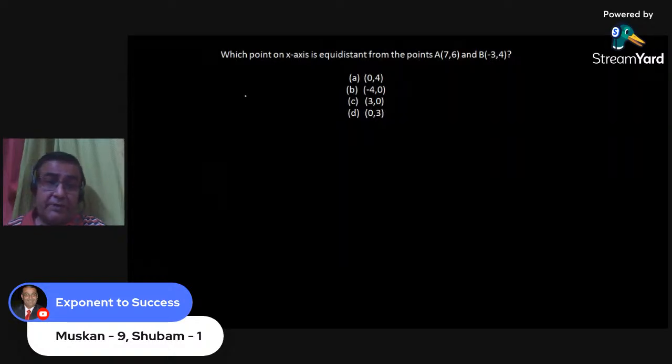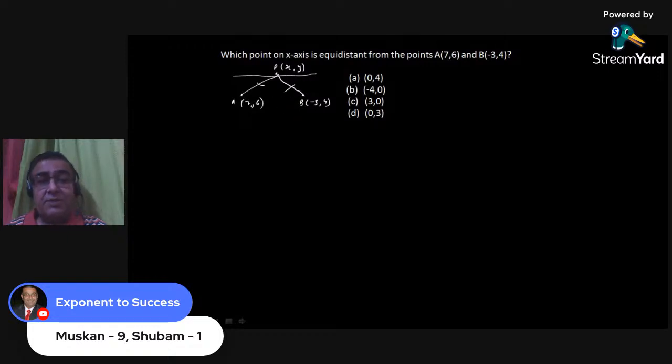Okay, there's a point A with the coordinate 7, 6 and the point B with the coordinates minus 3, 4, and we have to find the coordinates of point P (x, y). So this is on the x-axis. I told you a trick earlier. So consider that it is equidistant, so that means it should be somewhere between these 2 points.